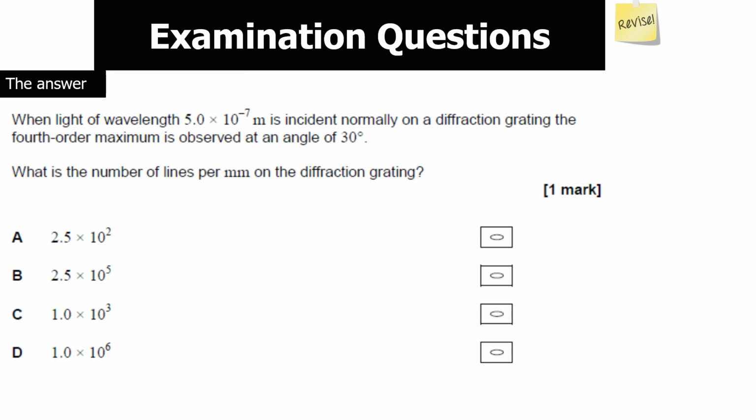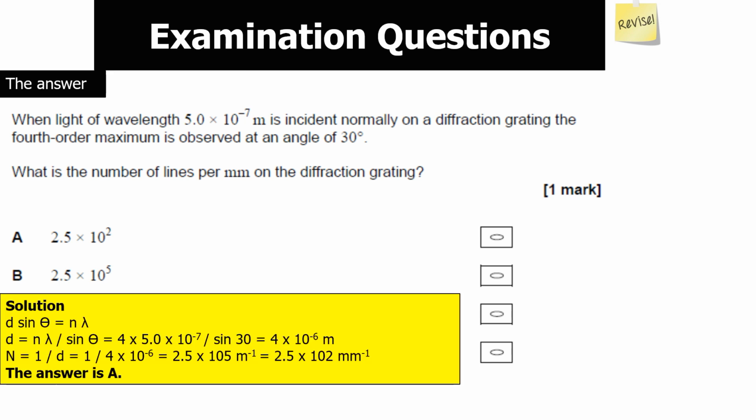Right, so for this one, again, it's a diffraction grating. So d sine theta equals n lambda. So we can then rearrange it and find out d. So we'll say d is equal to n lambda over sine theta. So we work that through by popping in the numbers to get 4 times 10 to the minus 6 meters.